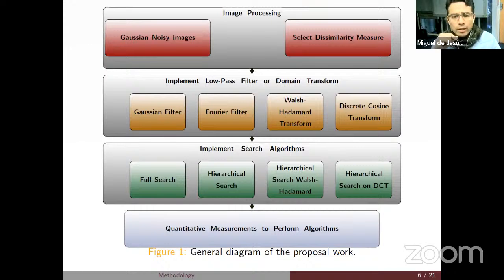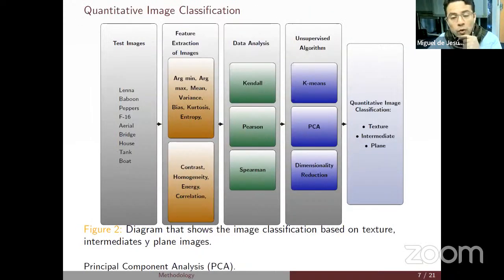After this, we can test these algorithms with certain techniques for finding these patches. These are the full search, the hierarchical search, and then the hierarchical search implemented in the previous domains or filter transforms. And lastly, we have a quantitative measurement to compare the performance of each algorithm.